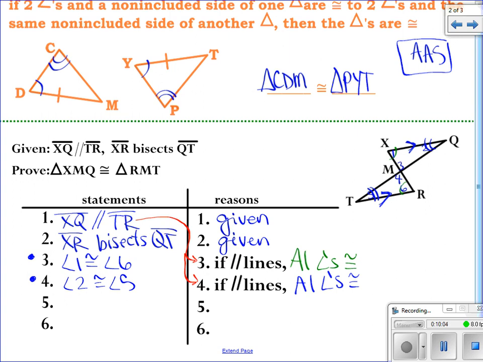Now let's use this information right here, because we haven't talked about what that tells us. So XR is going to bisect QT. So what got cut in half? Which segment? QT just got cut in half. So what do we know about it? Okay, so what would that be? TM is congruent to MQ. So QT got cut in half, which means we have congruent segments. So how did we know that? How did we know these were the same? Yep, the bisect up here told us that. So that is definition of bisect.